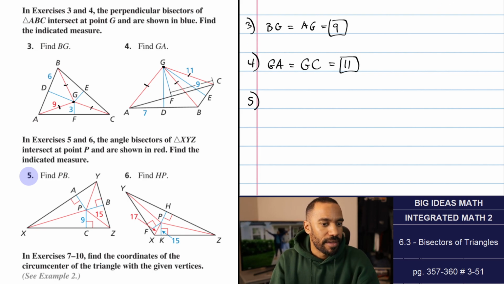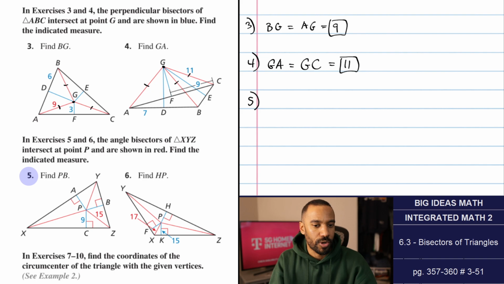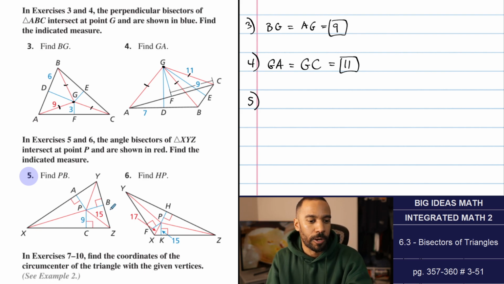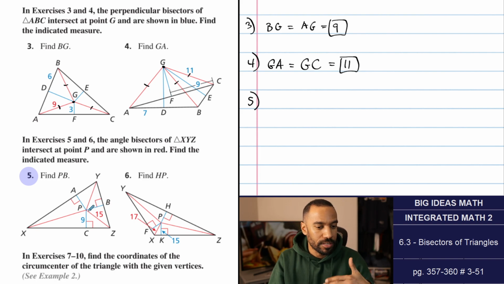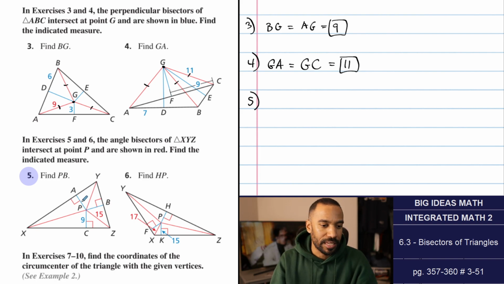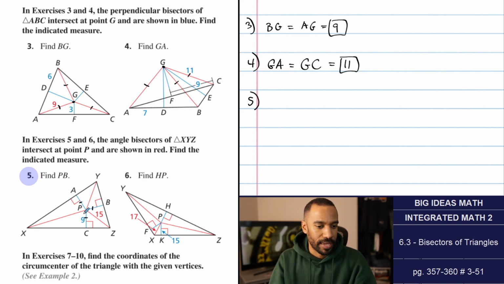All right, in exercises 5 and 6, the angle bisectors of triangle XYZ intersect at point P and are shown in red. So this time we're talking about congruent angles here, not marked, but something that we know, which means these are all concurrent at the incenter. Being at the incenter means these perpendicular lengths you're seeing here are all going to be the same length.